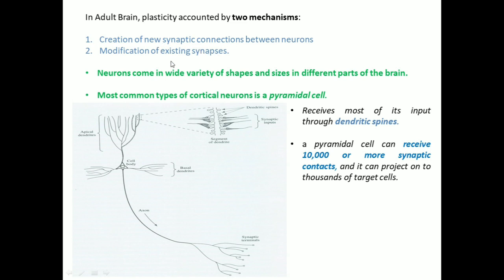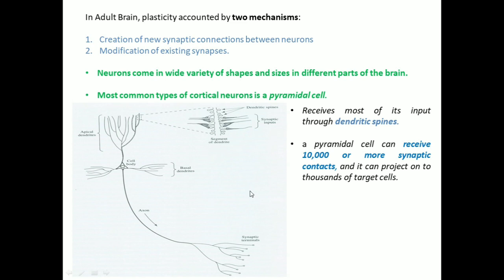As we already discussed, while learning new things the brain adapts to changes. This plasticity is accounted for by either the creation of new synaptic connections or the modification of existing synaptic connections within the brain. Neurons come in a variety of shapes and sizes in different parts of the brain, but the most common type of cortical neuron is the pyramidal cell. This is an example of a pyramidal cell which you are seeing here.